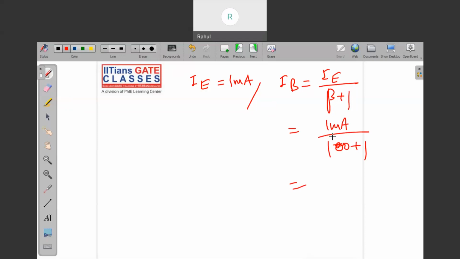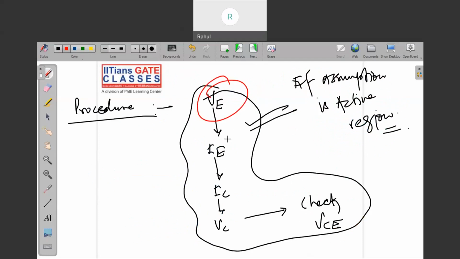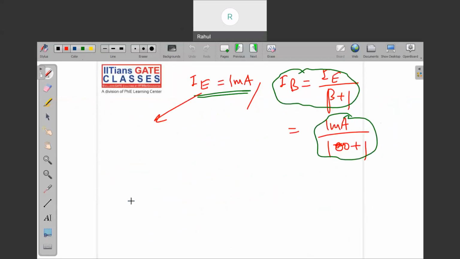Either you want to calculate IB or don't calculate IB, no problem, because IB is not going to help you to satisfy whether the transistor is in the active region. You can calculate IB if the question asks for it. But what I would suggest here is to directly compute IC, as I told you in the flow. First I calculated this, then we calculated this. Now we need to calculate this. How can we compute that from IE?